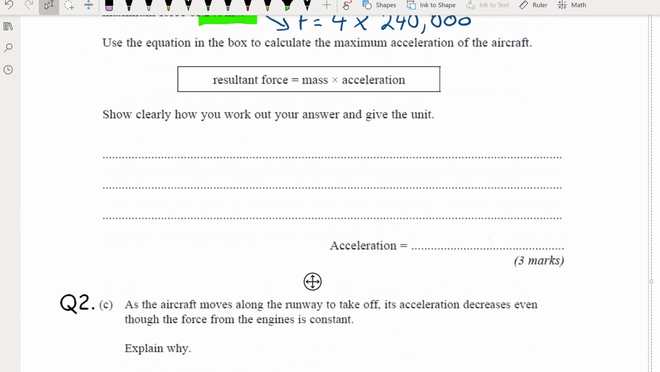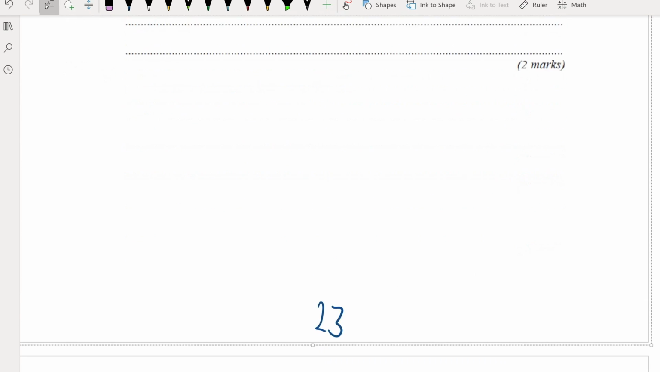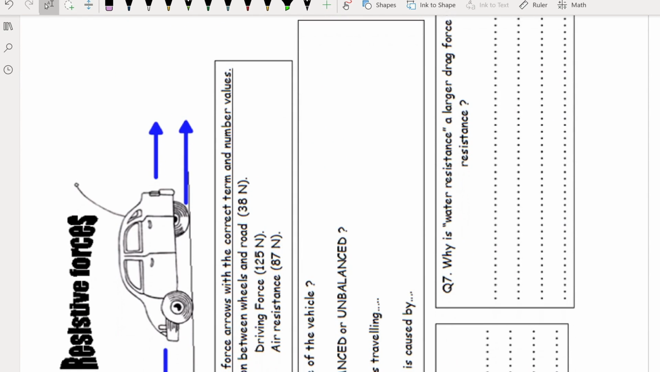Show clearly how you work out your answer. Just make sure as well, once you've worked out the force, that you show your equation. And now you should be able to answer 2C.